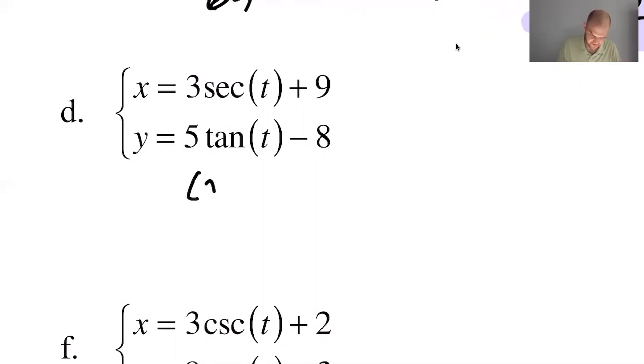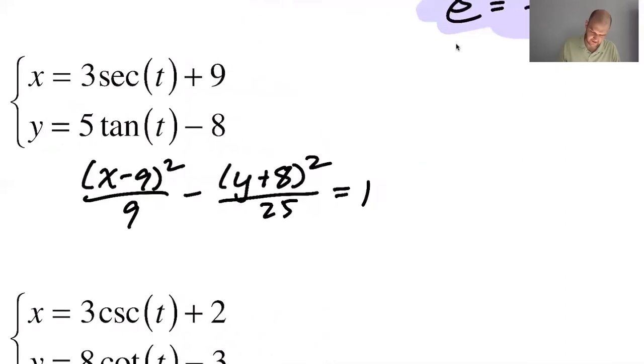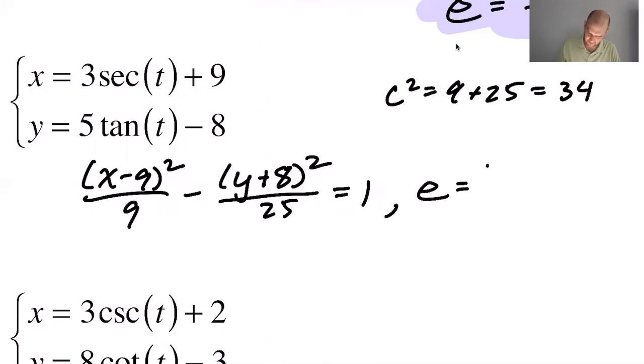Secant's got to go first. So it's going to be x minus 9 squared over 9 minus y plus 8 squared over 25 equals 1. c squared is a squared plus b squared, 9 plus 25, 34. So the eccentricity is going to be radical 34 over, a always goes first.